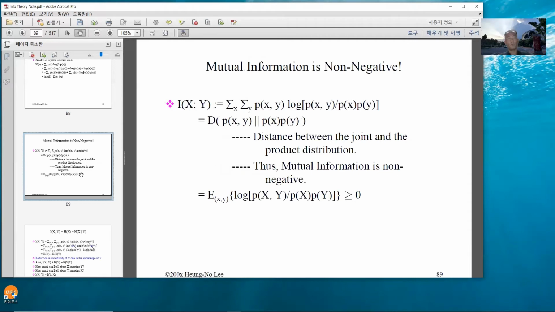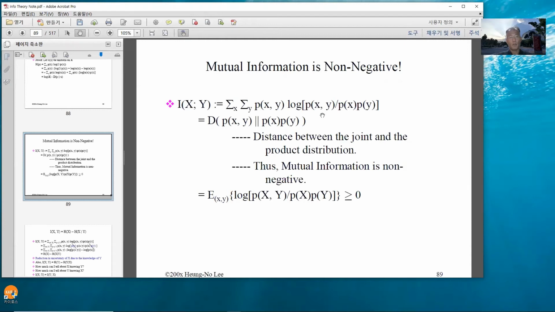Now I want to move on to mutual information. Mutual information is given by this expression. So the mutual information between X and Y is defined to be this expression. And when I take a look at the expression, I see the joint distribution, and the log of joint distribution divided by product distribution, Px, Py.